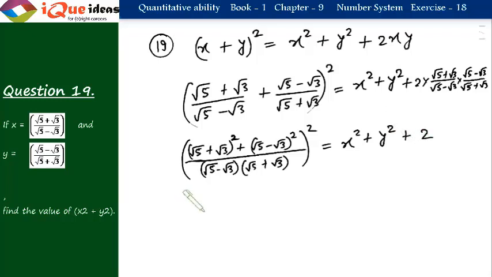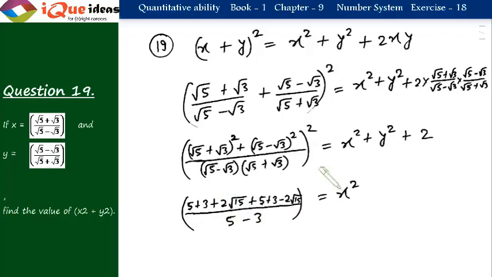Now we again know that a plus b whole square is a square plus b square plus 2ab. So on the left hand side, we will have root 5 plus root 3 whole square is 5 plus 3 plus 2 root 5 root 3, it will become 2 root 15. Similarly, root 5 minus root 3 whole square will be 5 plus 3 minus 2 root 15. And in the denominator, a minus b into a plus b will become a square minus b square. So it is 5 minus 3. The other side is still x and the whole square. Do not forget. The other side is x square plus y square plus 2.